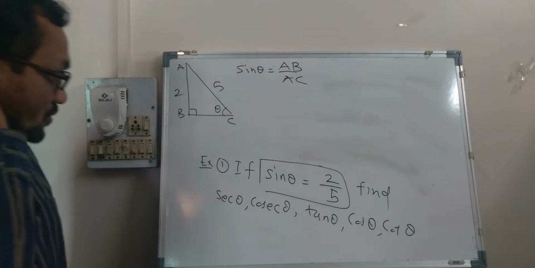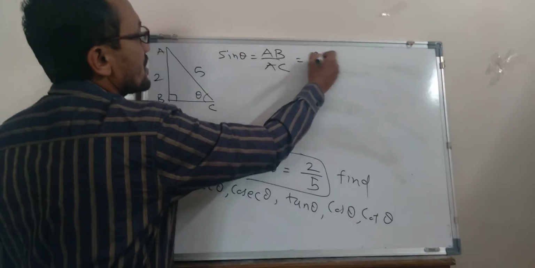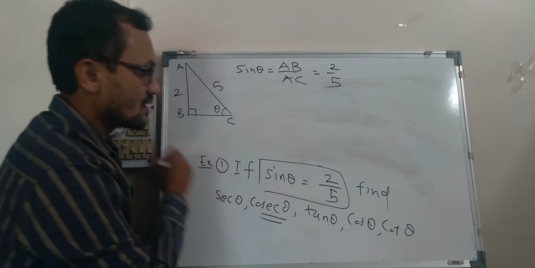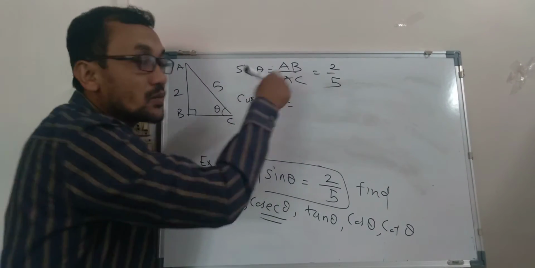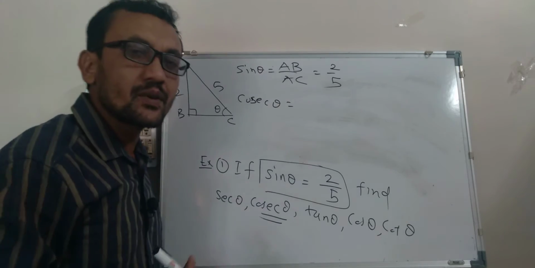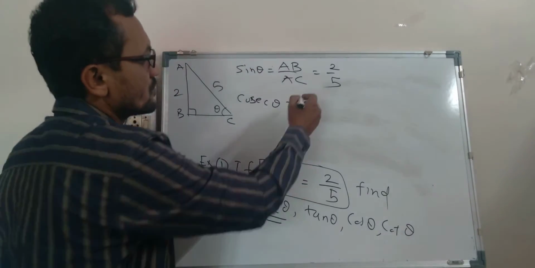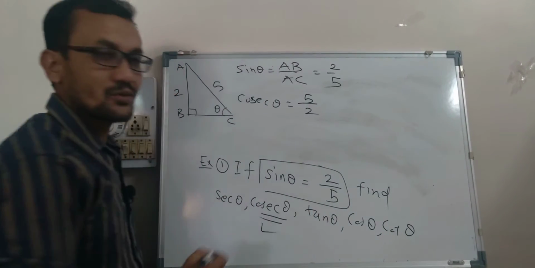Sin theta is given to us, that is 2 by 5. We know that sin theta is the reciprocal of cosec theta, so we can directly find cosec theta. What is cosec theta? The reciprocal of 2 by 5. Just interchange the numerator and denominator, so 5 by 2 is your cosec theta. So we easily get cosec theta.